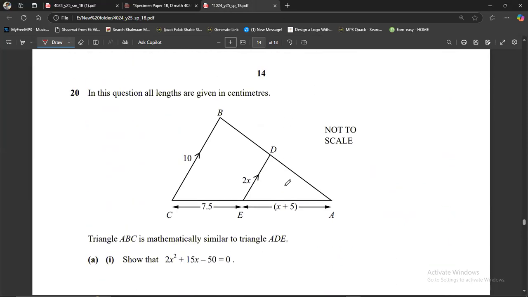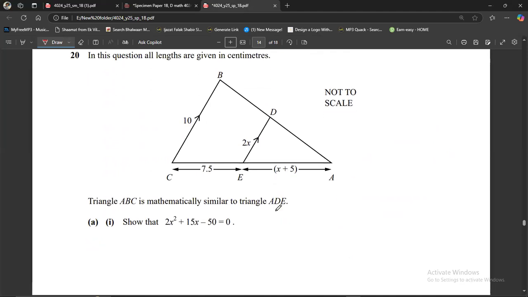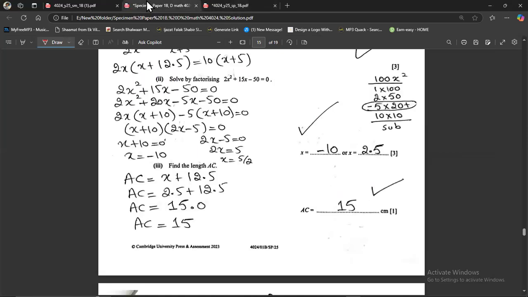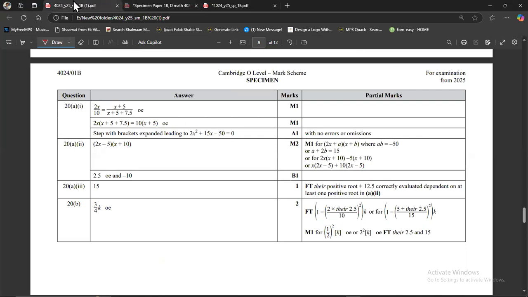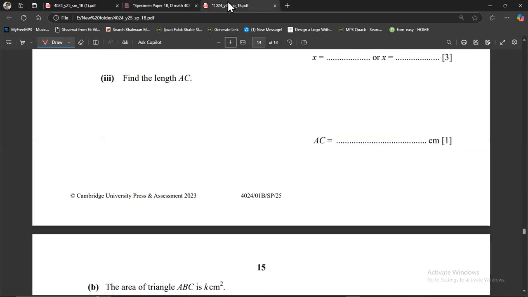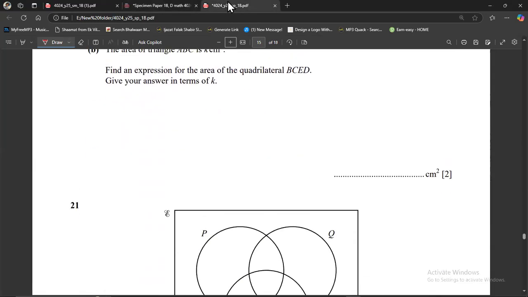The AC is 12.5 plus x. So I can find the AC. We know the x value. One x value is minus 10, which we are not going to use. And the other value is 2.5. We are going to use that value. AC is equal to x plus 12.5. So 2.5 plus 12.5, that's 15. So AC is 15 centimeter.